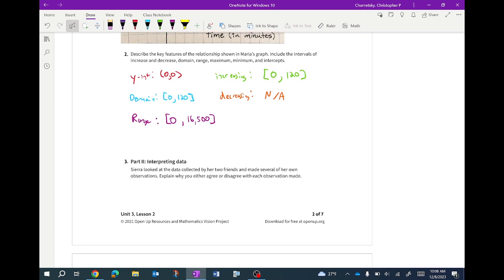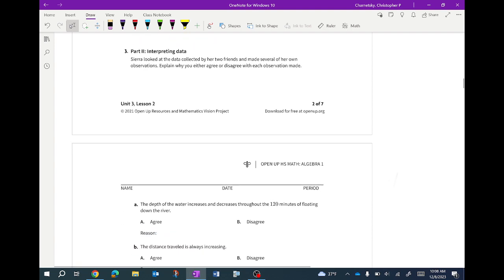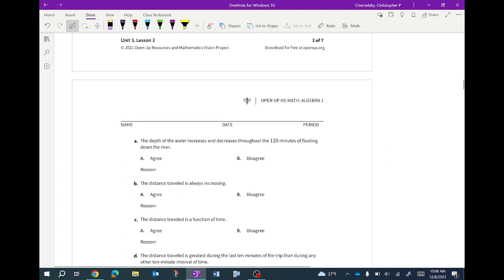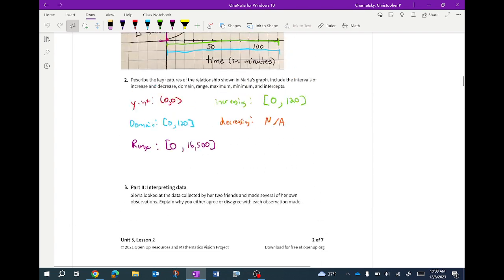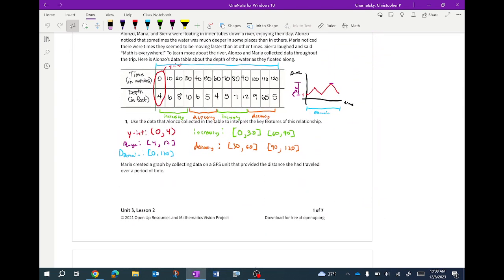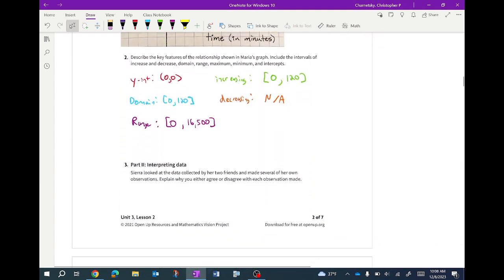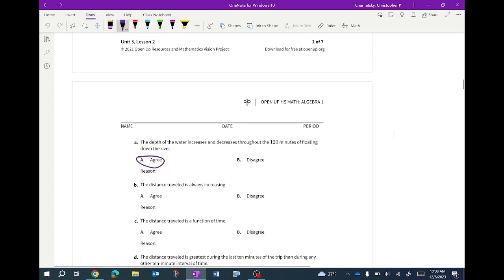So let's take a look at some observations and see whether we agree with these or not. So first of all, the depth of the water increases and decreases throughout the 120 minutes of floating down the river. So if we look back up here, yes, it does. That's exactly what we graphed up. There's increasing and decreasing sections. So we are going to agree with that.